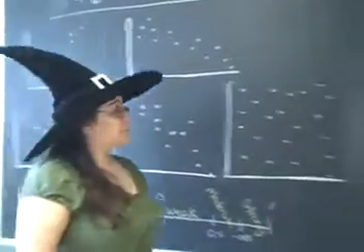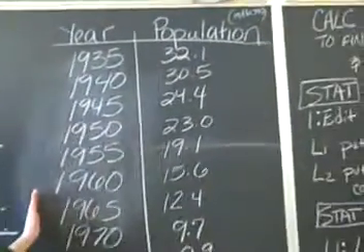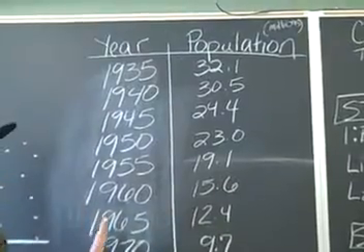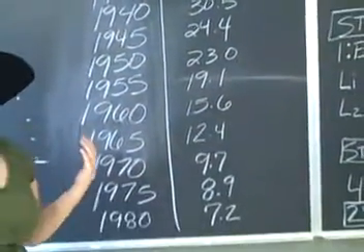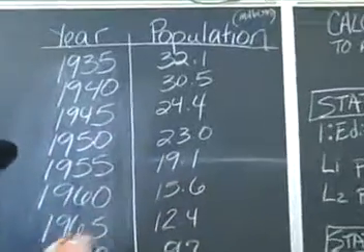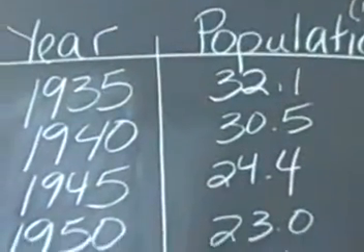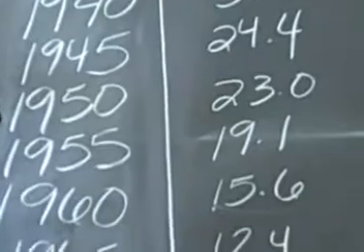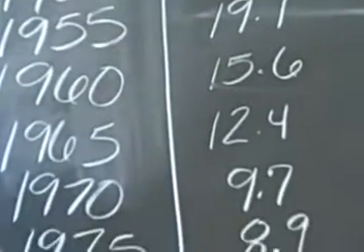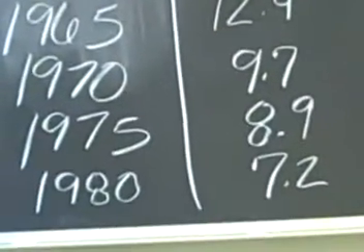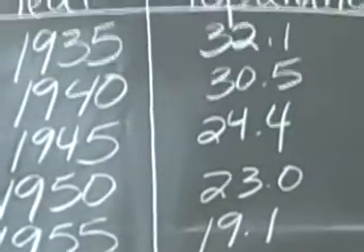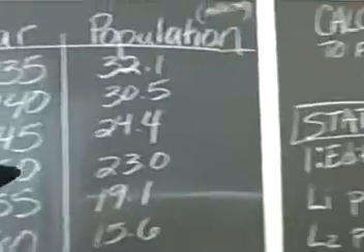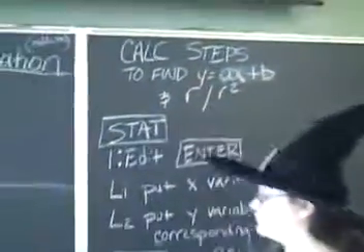Let's take an example. This here is data that we collected on the population on farms during various years. As we look at this, we think that as the years go by, there is a decrease in the population of people on the farm. To figure out the correlation and everything like that, we can plug it into our calculator by following these steps here.